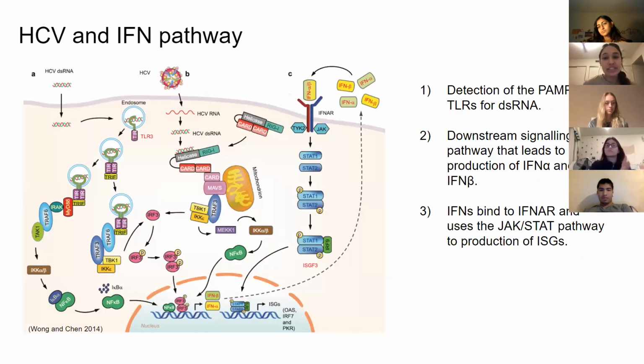Yeah, so I'm going to talk about HCV and interferon a little bit more specifically. The main way HCV is detected is by TLRs, specifically TLR3, which binds to double-stranded RNA during the replication stage of HCV. And this uses the MyD88 signaling. And then there's downstream signaling, which includes RIG-I activating MAVS, and as we learned, that is attached to the mitochondria. And this induces the production of interferons. And then finally, we have the binding of interferons to IFNAR at the membrane, which leads to the production of ISGs through the JAK-STAT pathway.